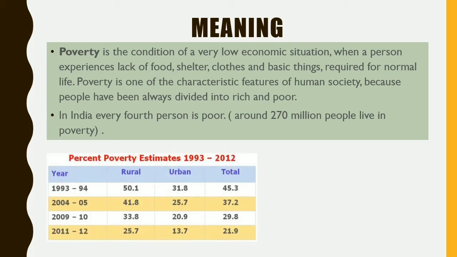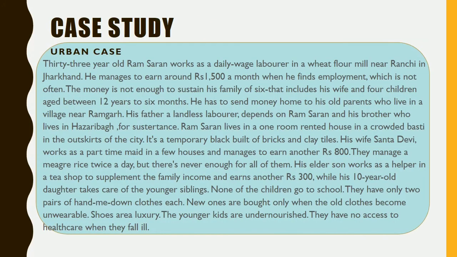So let us look at a graph. In the year 1993-1994, we see that a total of 45.3% of people lived in poverty. So definitely the poverty level is gradually decreasing. But poverty is a challenge for our country, and our country is definitely facing it and working to eradicate poverty from our country. So these are the case studies. Let us have a deeper understanding about our topic.